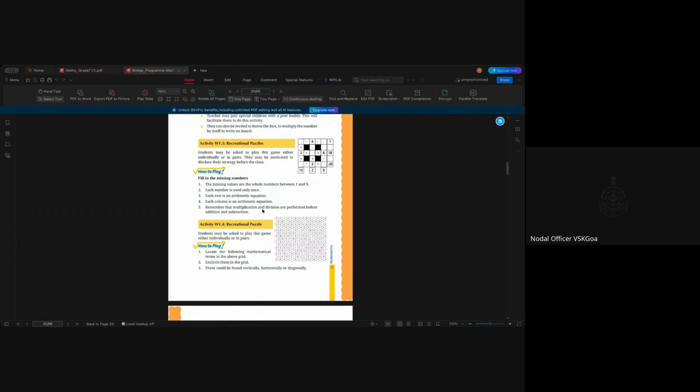Remember that the multiplication and division are performed before addition and subtraction. So somewhere here, see, we are following BODMAS, right? So these instructions I have to keep in mind and then I have to fill this particular grid. We have to fill this grid.